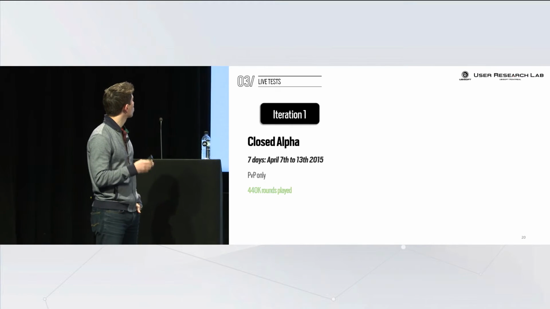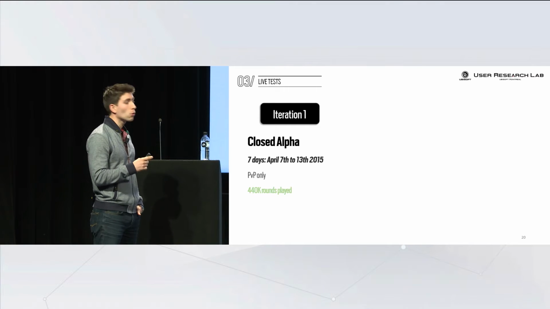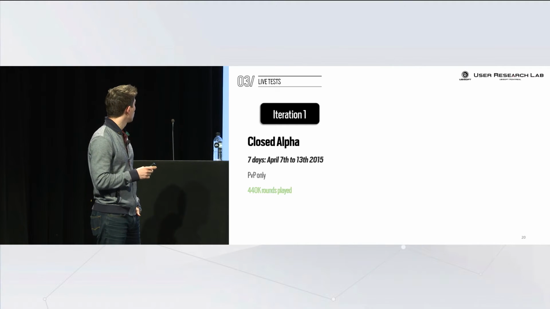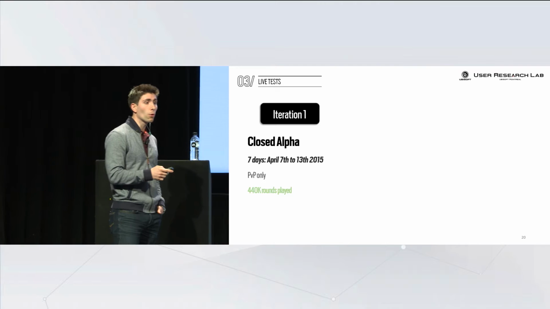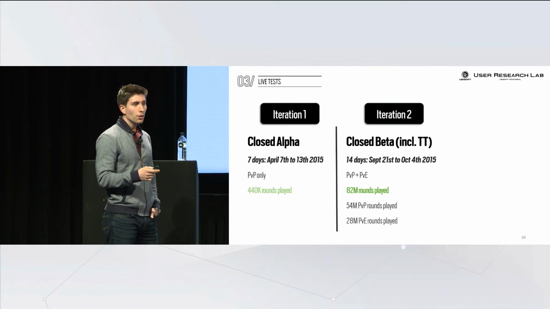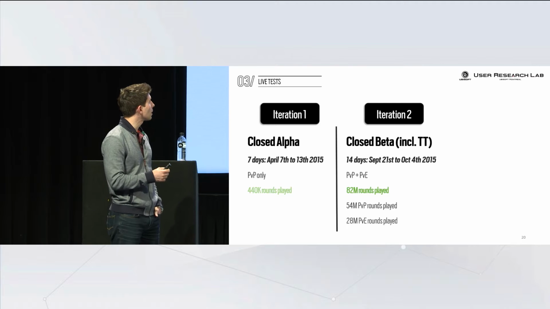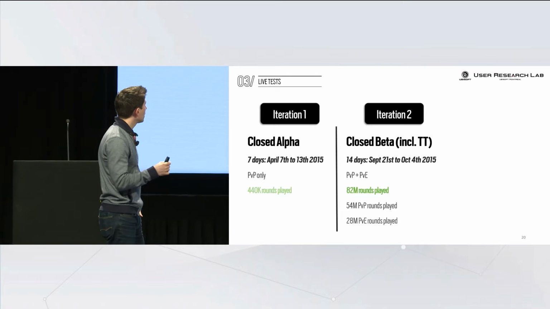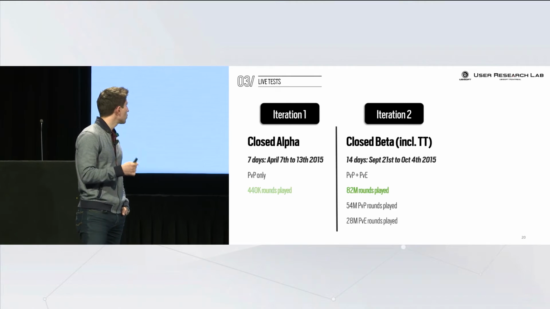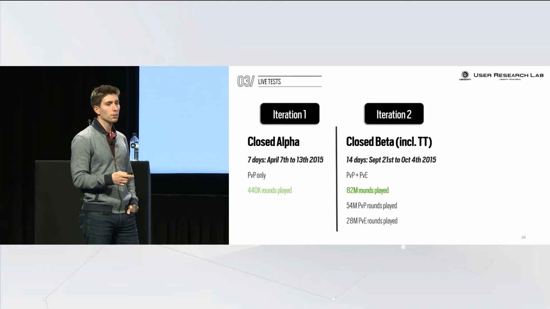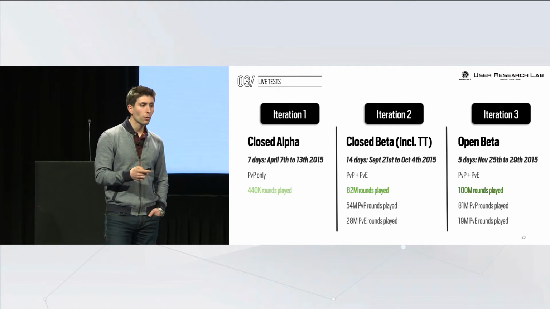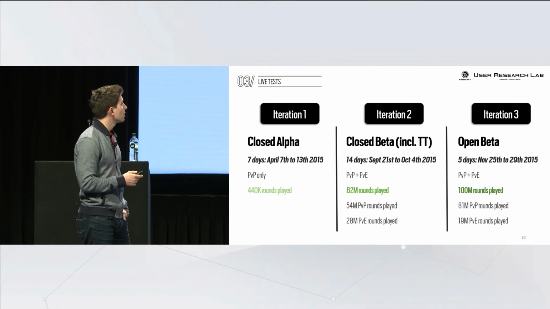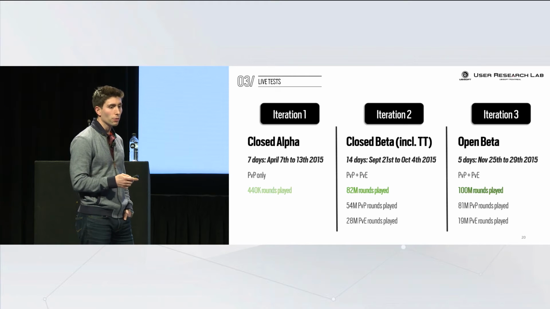The first iteration that we did was the closed alpha, a week in April. The game launched in December. We tested only PvP, and we collected more than 400,000 rounds worth of data. Second iteration, a couple of months later in September, the closed beta, and I'm including the first couple of days, which were technical tests. We tested PvP and PvE, and we collected more than 82 million rounds worth of data. And the last one, the open beta, a couple of days before the launch. For this one, we collected more than 100 million rounds worth of data.